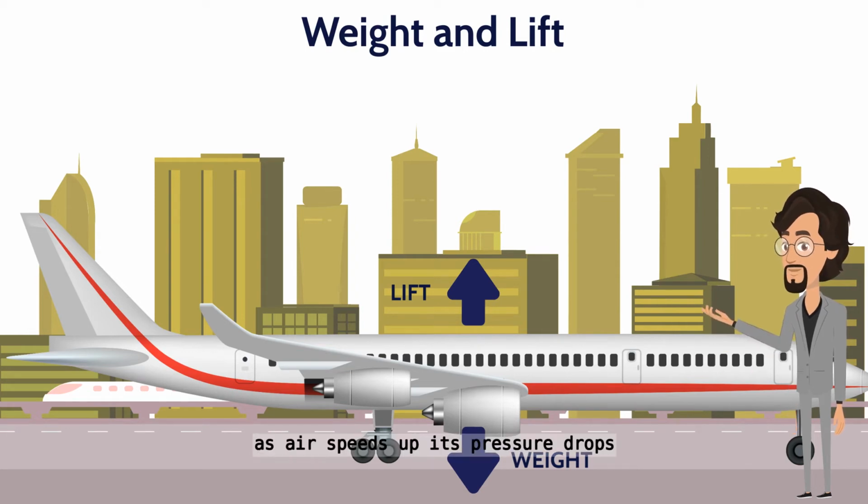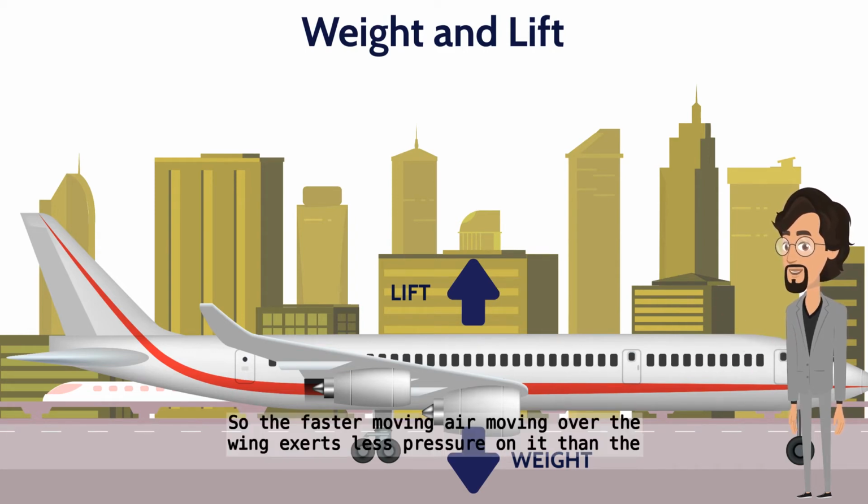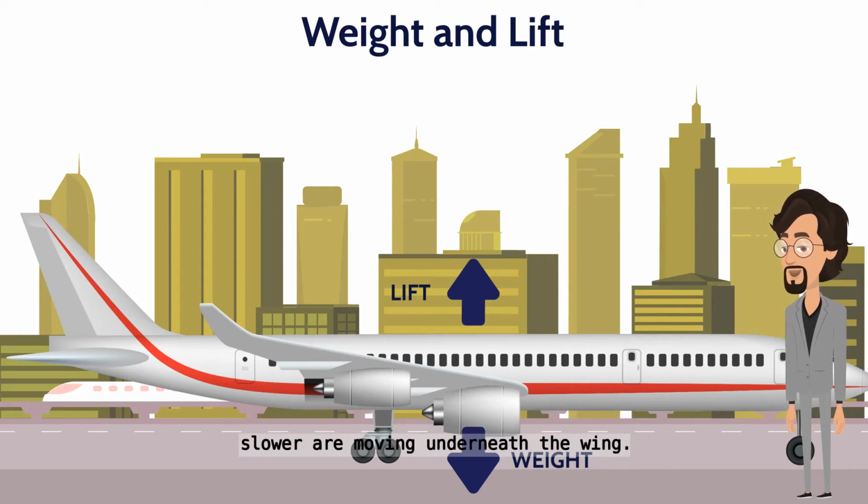As air speeds up, its pressure drops, so the faster moving air over the wing exerts less pressure on it than the slower air moving underneath the wing. The result is an upward push of lift. This is called Bernoulli's principle.